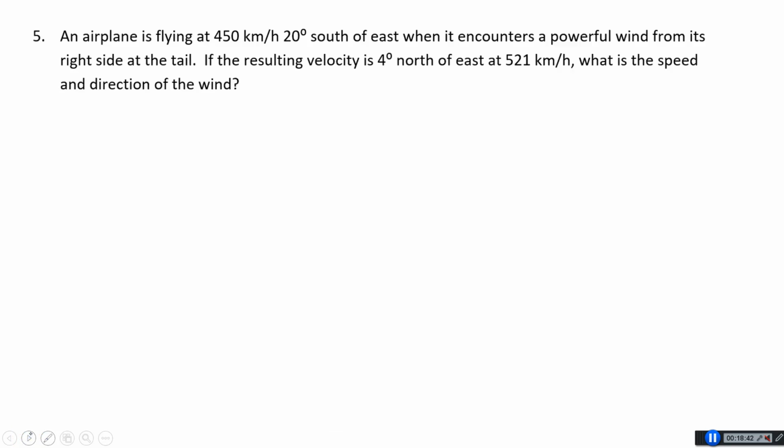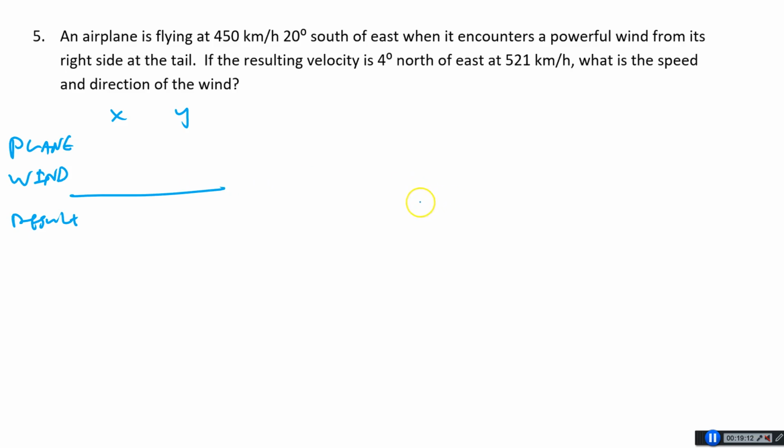Alright, moving on. An airplane is flying at 450 kilometers per hour, 20 degrees south of east, when it encounters a powerful wind from its right side at the tail. If the resulting velocity is 4 degrees north of east at 520 kilometers per hour, what is the speed and direction of the wind? So this time I know the resultant. I don't know the speed and direction of the wind. So we have the plane. Here's our x and our y. And we have the wind. And we have the result.